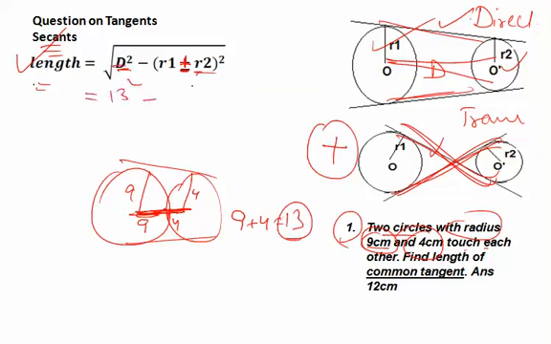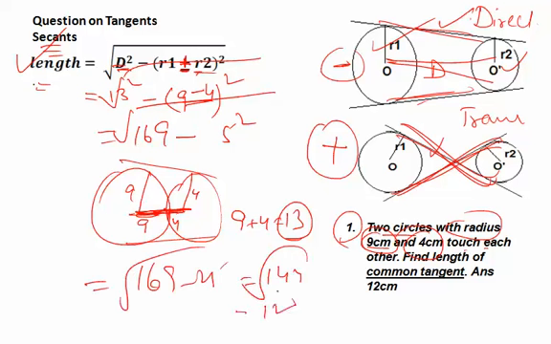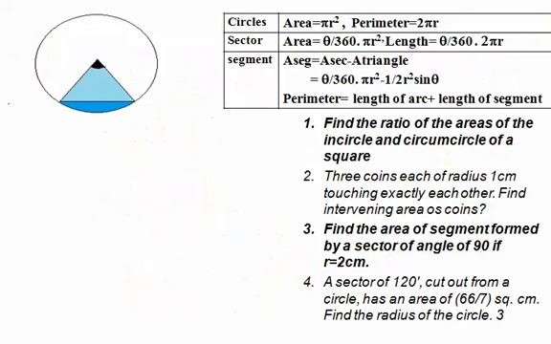So 13 square minus r1 is 9. For this type of tangent, you take the minus sign, so 9 minus 4 square. Under the root, this will be 169 minus 5 square, so 169 minus 25, which is 144. That is 12, your answer. Now let's go to the next slide.